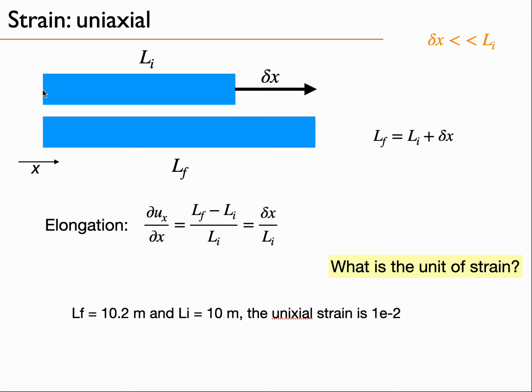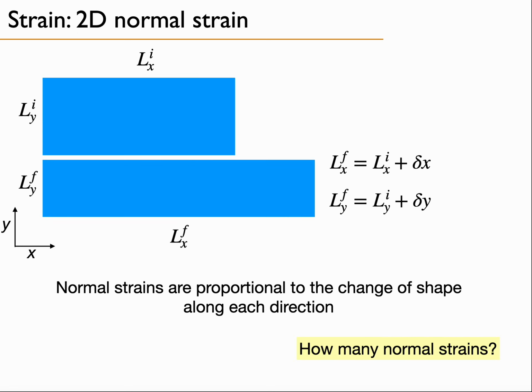Remember, we have a 1D bar. It is being stretched. du dx is equal to delta x divided by Li. What is the unit of the strain? This is unit meter, this is unit meter, so strain has no unit, it's unitless. It also means, if you make an application here, if the final length is 10.2 meters and the initial length is 10 meters, the uniaxial strain here is 10 to the minus 2. You can recompute it if you want.